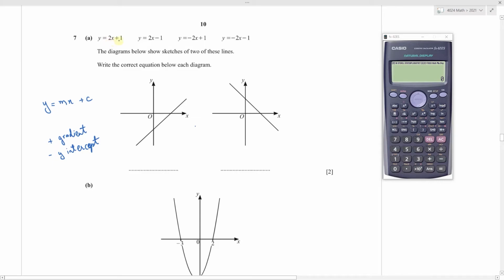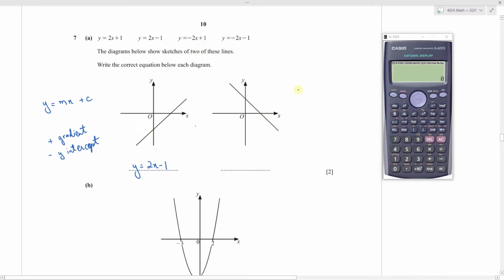This has a positive gradient, but a positive y-intercept as well, plus 1. This one has a positive gradient and a negative y-intercept. So this satisfies our condition. So y equals 2x minus 1. This one has a negative gradient and this one also has a negative gradient. So these two are not applicable in this case.